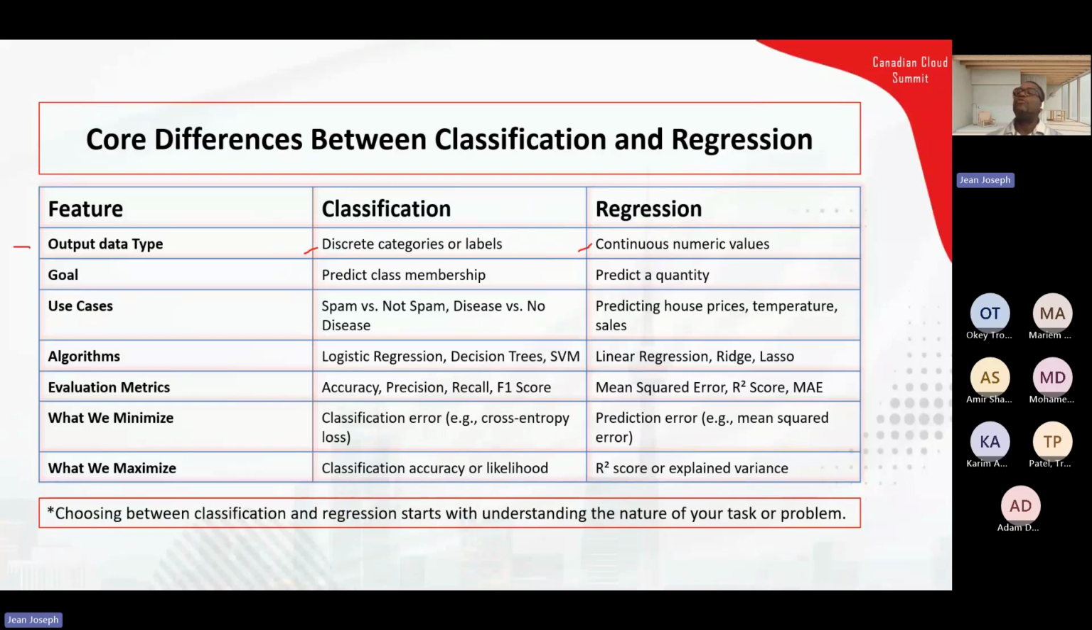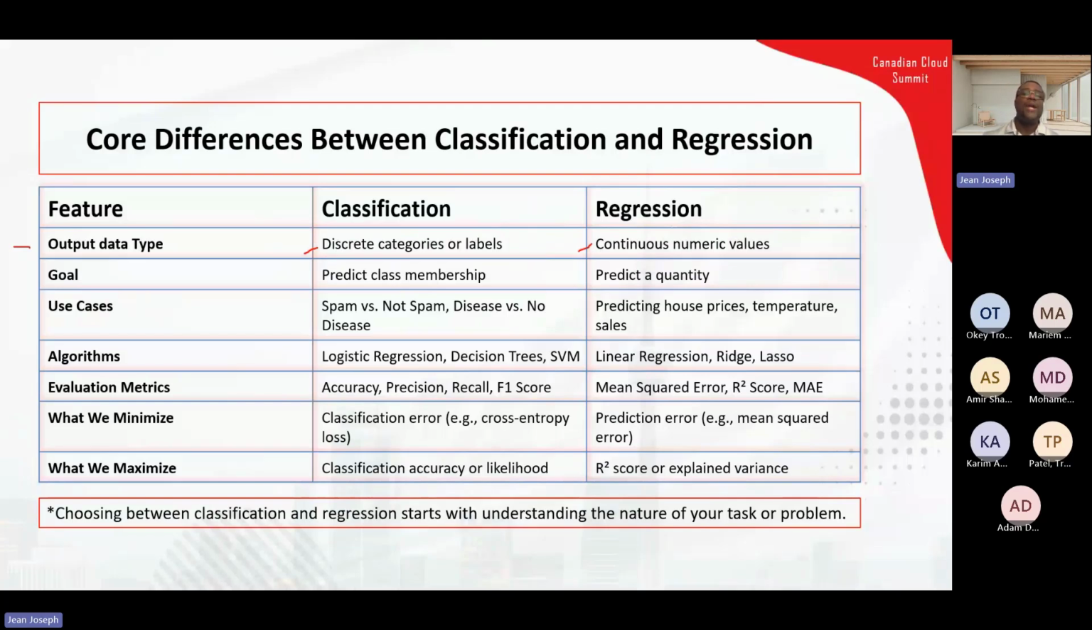In the context of the goal for classification, think of it as predicting class membership, whereas for regression, we're just predicting a quantity. What are the business use cases? As I explained, if you want to identify spam or not spam.